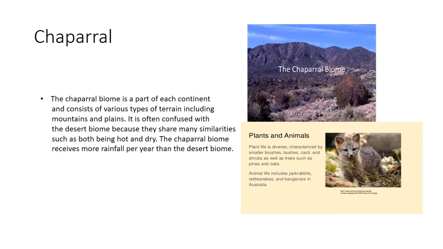Okay, then a peculiar smaller biome, chaparral. It says here it's a part of each continent and consists of various types of terrain, including mountains and plains, often confused with the desert biome because they share many similarities, hot and dry. But chaparral receives more rainfall than desert, and it has a richer vegetation. Classical chaparral in our country is Southern California. If you drive from San Francisco to Los Angeles, the more south you go, the fewer trees you see, and you see a lot of shrubs and bushes, kind of short forms of plant life, and rather dry land.